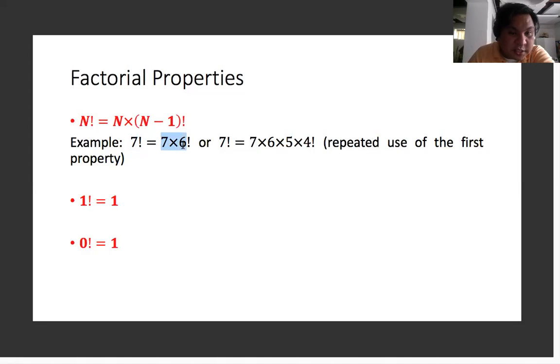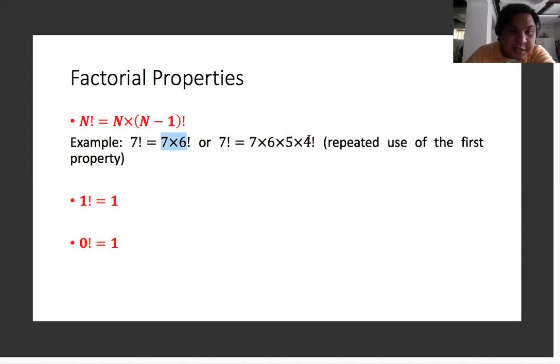This one, 7 times 6 factorial, so that's 7 times the 6 factorial. So 6 factorial is simply 6 times 5 times 4 times 3 times 2 times 1. So 7 factorial is definitely the same as 7 times 6 factorial because they have all the same factors. Right? Now notice, this property can actually be expanded by doing several iterations of such a property.